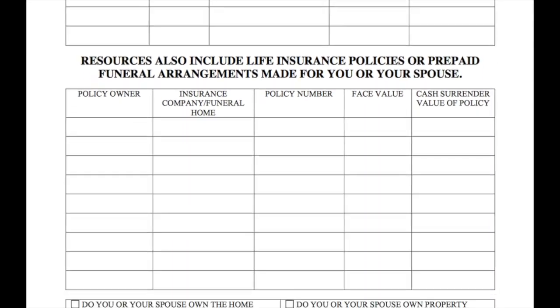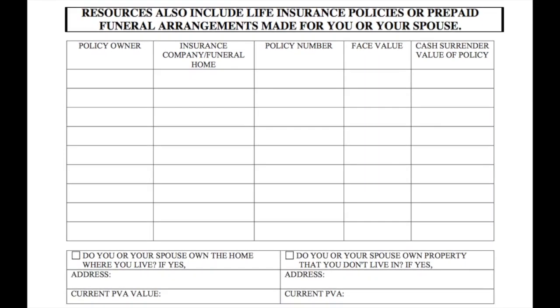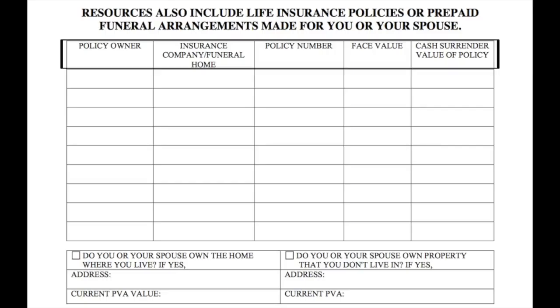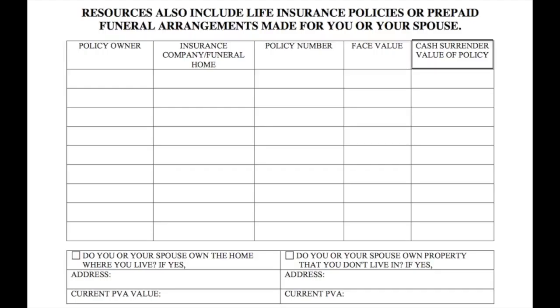The next section is resources also include life insurance policies or prepaid funeral arrangements made for you or your spouse. If the applicant has life insurance policies or prepaid funeral arrangements, that information goes in this section. Clients often have a hard time getting the cash surrender value of the policy, and that is an issue that we receive application denials for frequently.